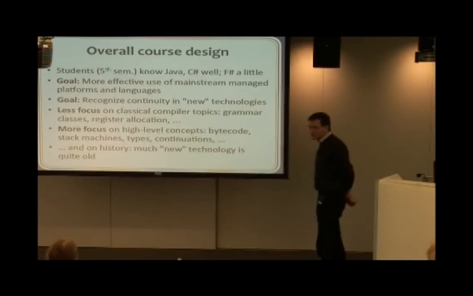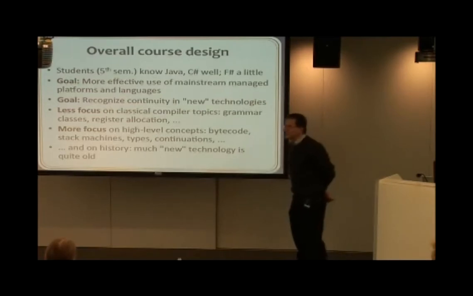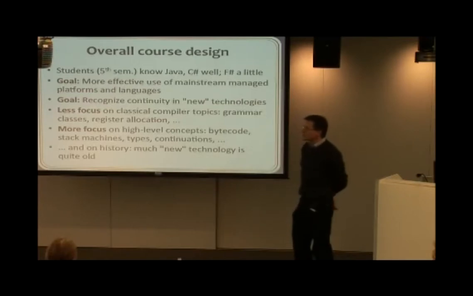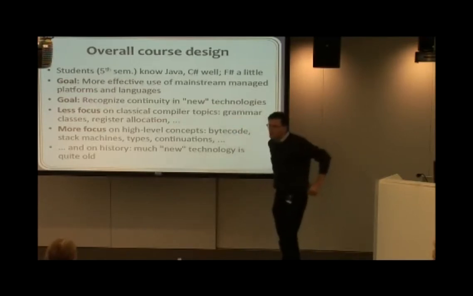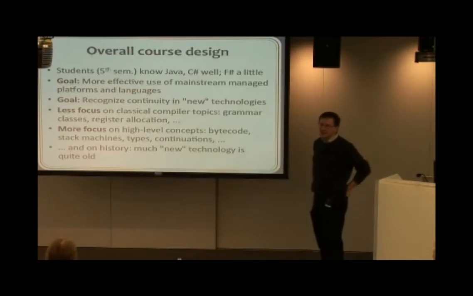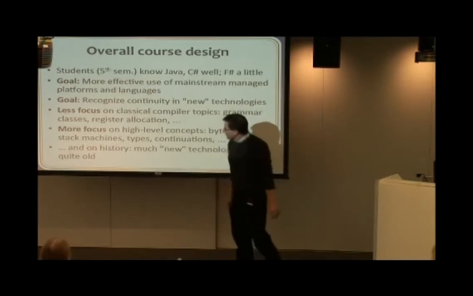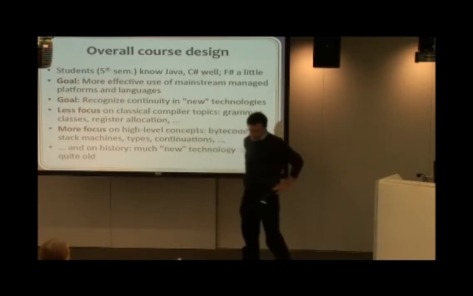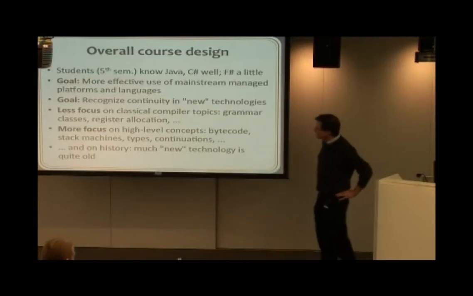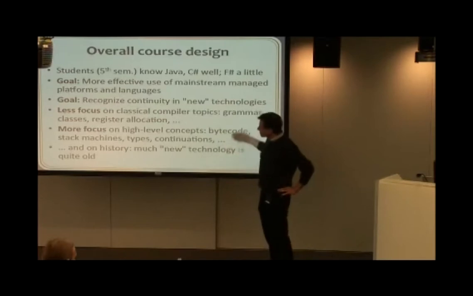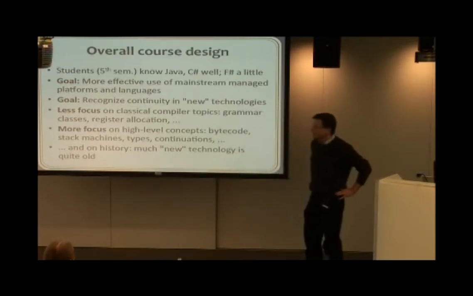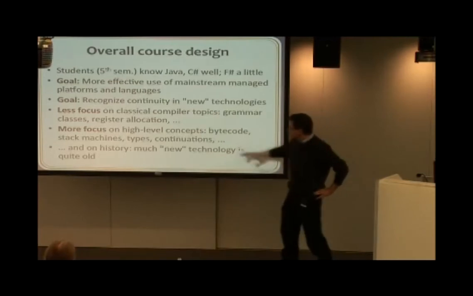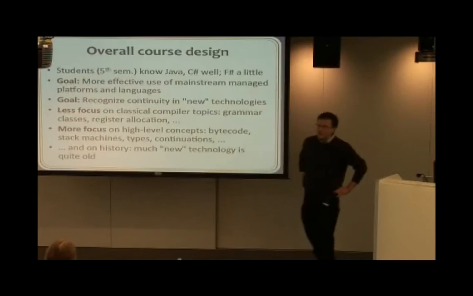Also, they're going to work for 40 years or something like that, and they'll be inundated with new technologies and new tools over those 40 years, and they should be able to recognize some continuity in those tools, so they don't believe that everything that's new is good, or that it's actually new, because many things are based on old things. So in the course, there's less focus on the classical compiler topics like different grammar classes and decision problems for grammars, and register allocation in code generation, and more focus on high-level concepts like using bytecode, virtual machines, stack machines, types, continuations, and so on. And also some focus on history. Actually, much of the new technology they are seeing is quite old.